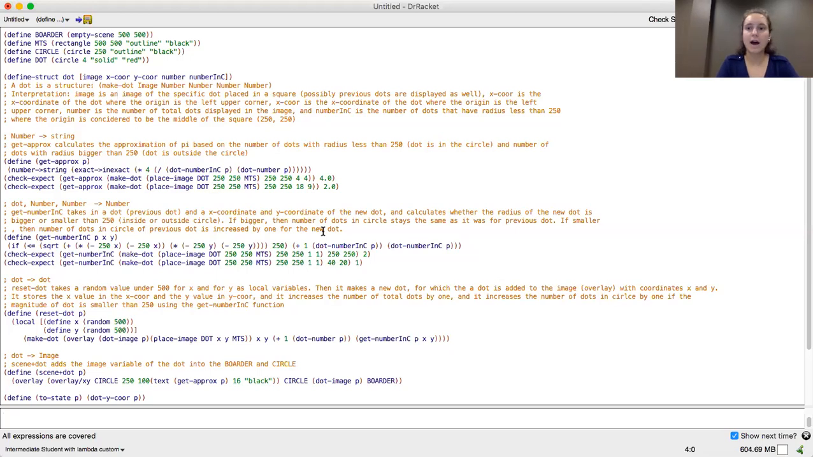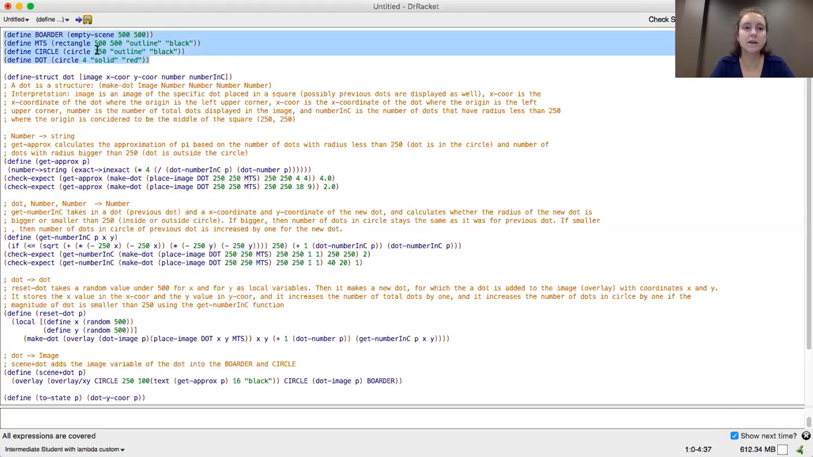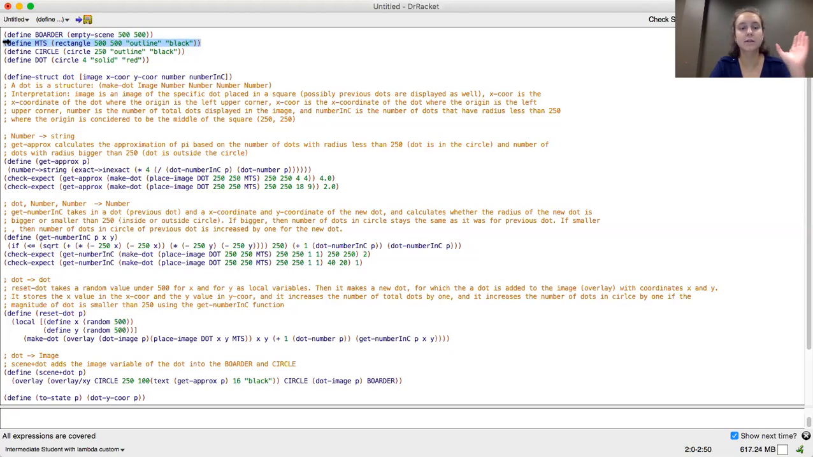Okay, so I first started with designing our visual component. That is this upper part you see. I defined a border, which is just an empty scene. Within there, I defined a square that has a black outline. I defined a circle with a black outline. And I defined the dot, which is a circle, solid red. As we can see, the radius of the circle is 250, so the height and the width of our square is 500.